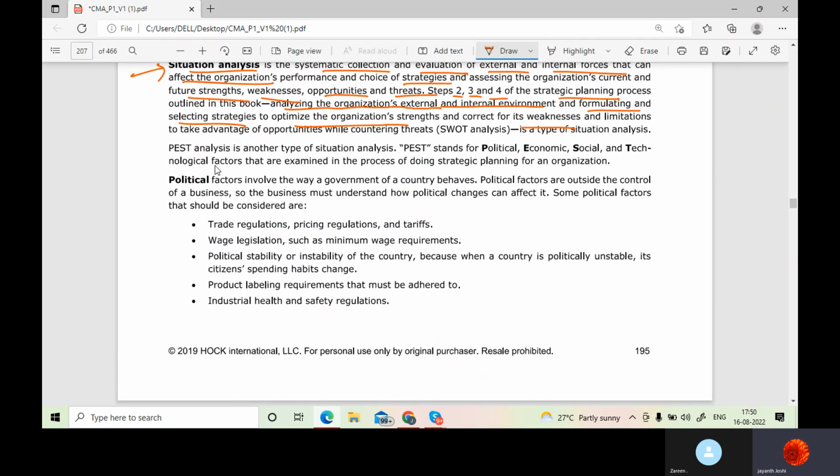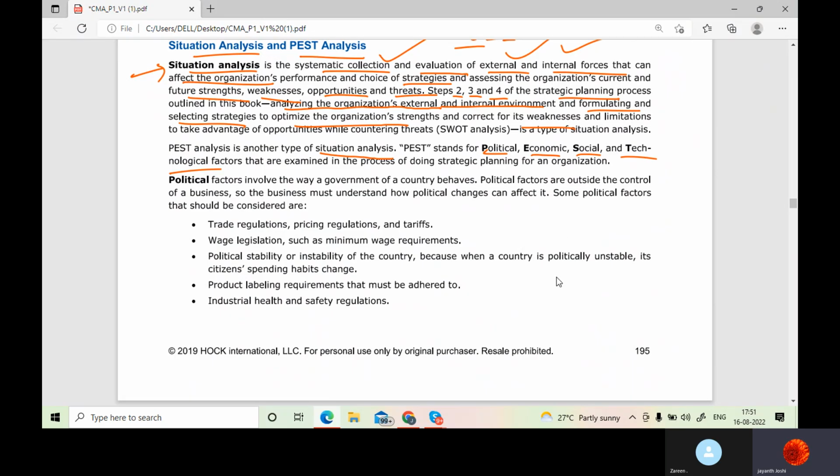Now, PEST analysis is another type of situation analysis. PEST analysis is nothing but you see the political factors, you see the economic factors, you see the social factors, and you see the technological factors. In PEST analysis, you see all those factors.